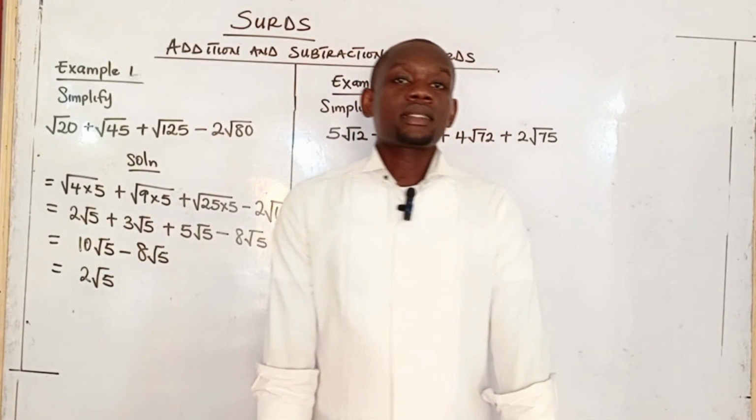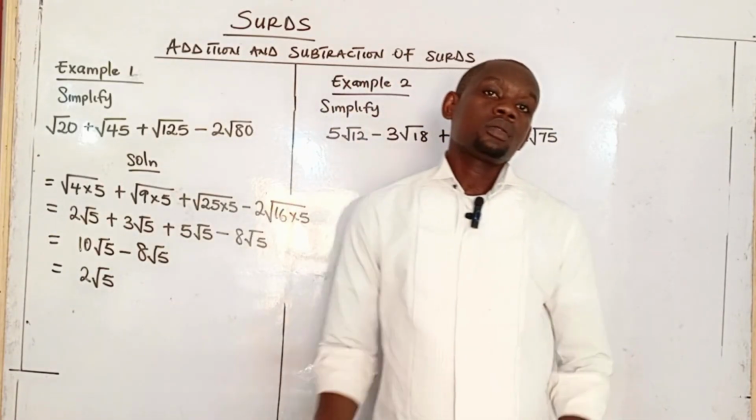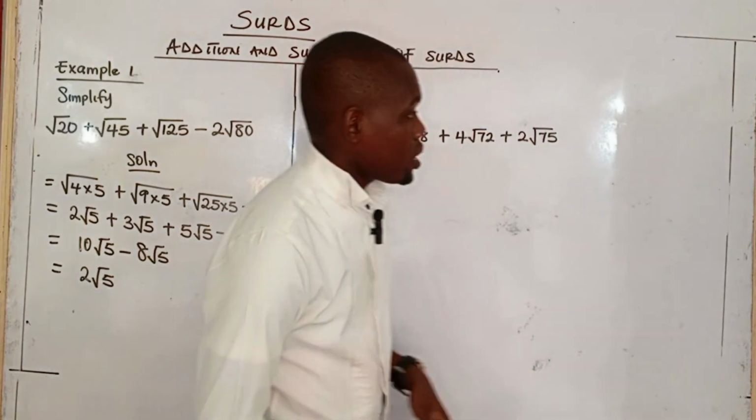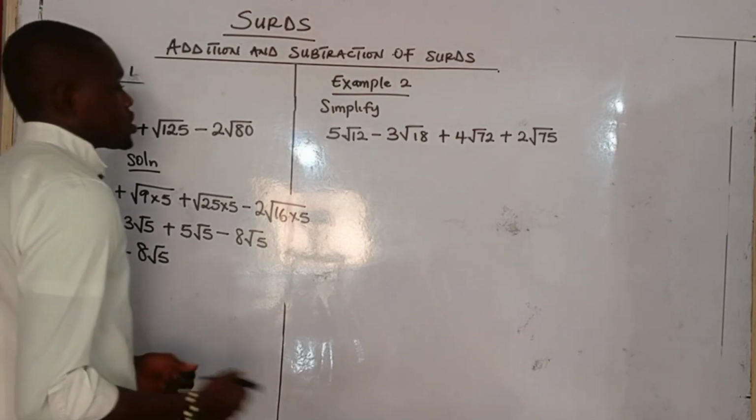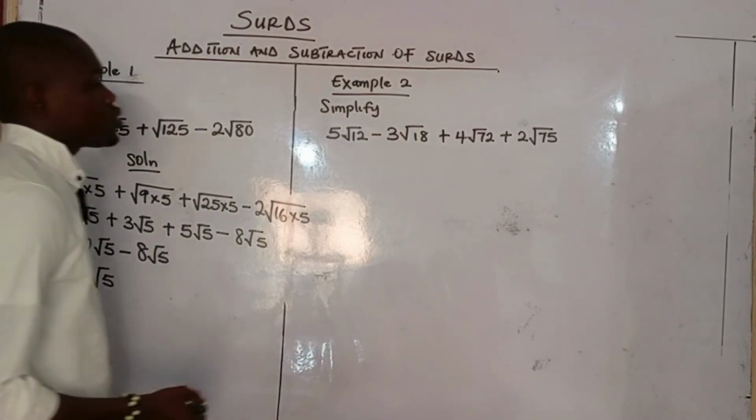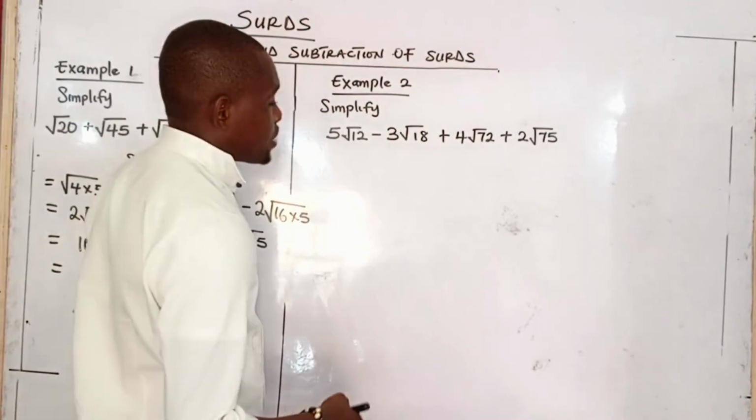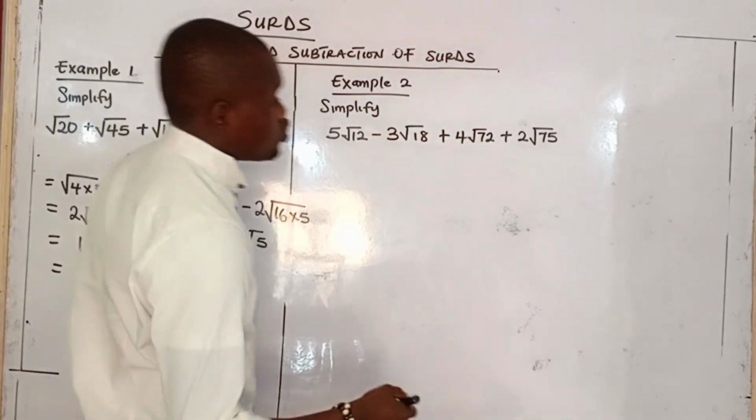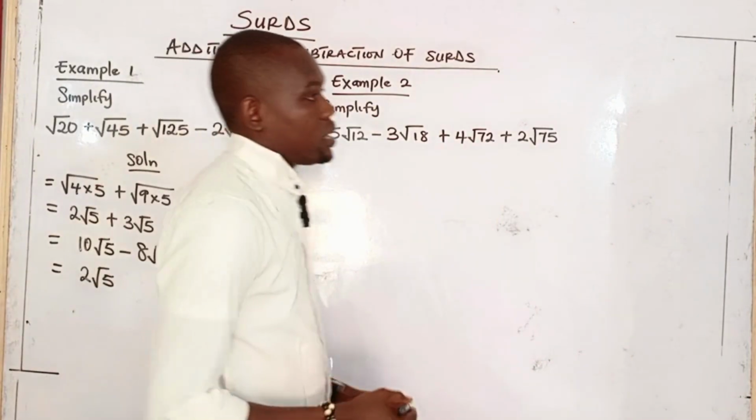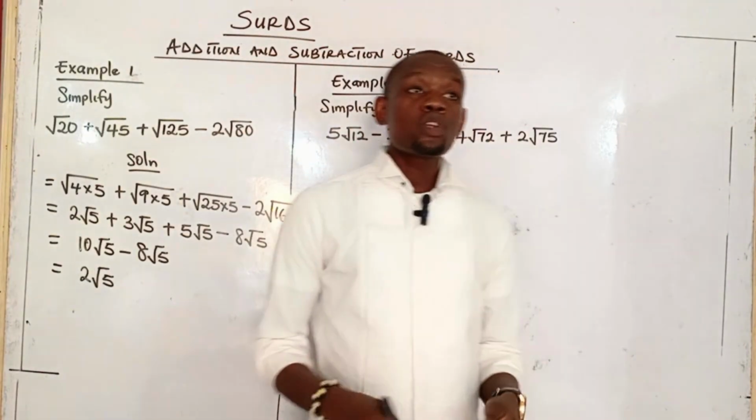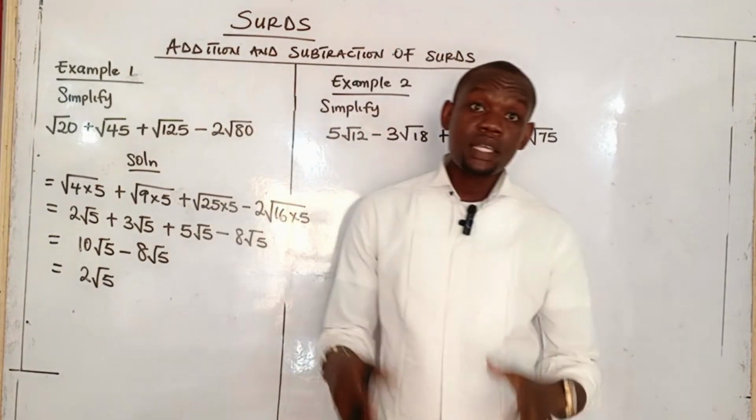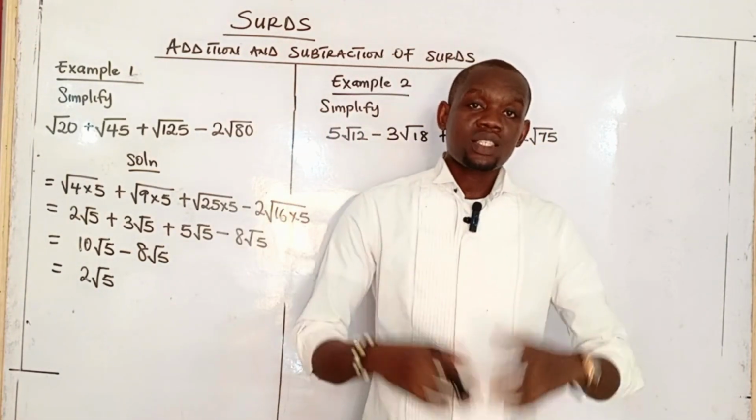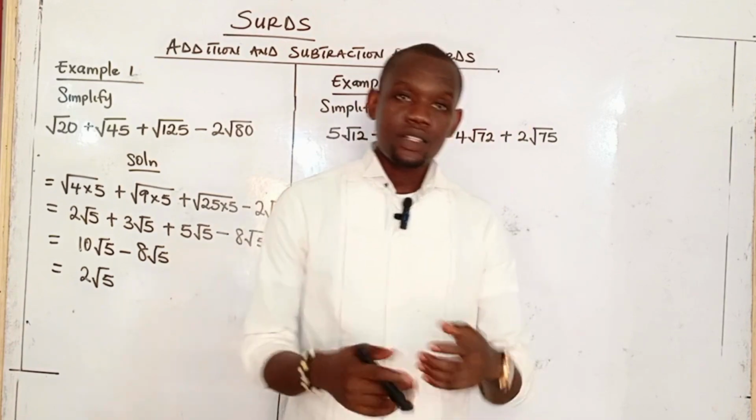Now let us look at the second example on the addition and subtraction of surds. In this question we are asked to simplify 5 root 12 minus 3 root 18 plus 4 root 72 plus 2 root 75. Like I said earlier, we will need to express them in their basic forms so that we are able to add and subtract the similar surds.